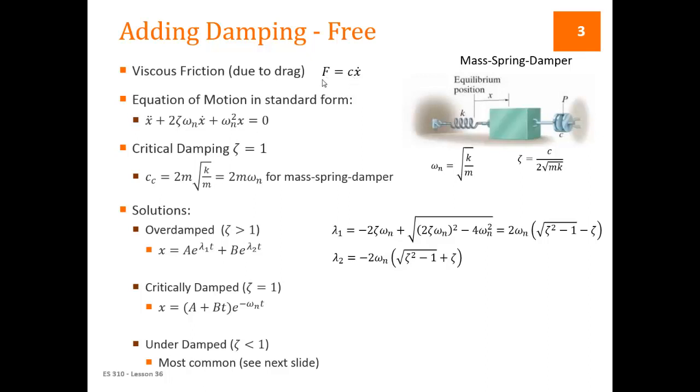And so the force due to the damper is equal to c, which is the coefficient for the damper, times x dot, or the velocity. If we write the equation of motion in standard form, once again we have 1 in front of the x double dot term. Now we have an x dot term that has a coefficient, and we have an x term that has a coefficient. From this equation, we know that we can find the natural frequency from the coefficient of the x term, and we can find this new coefficient, which is called zeta, which is the damping coefficient.